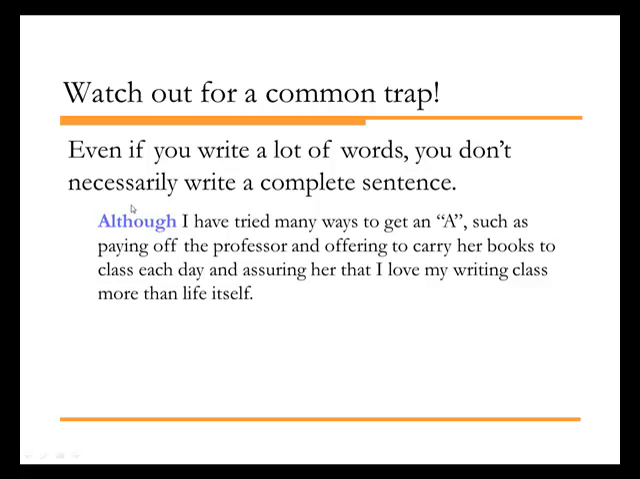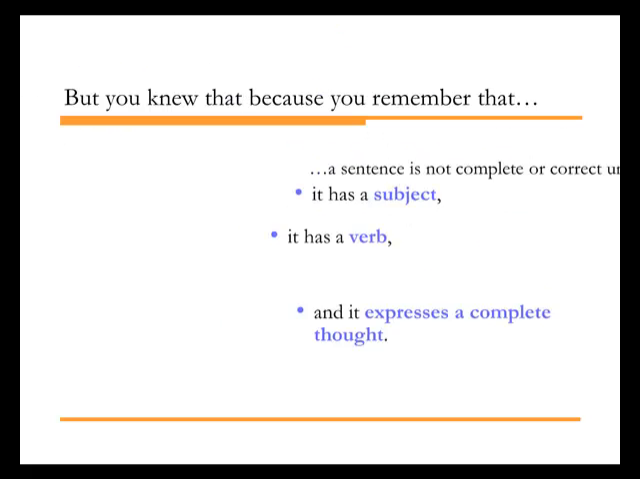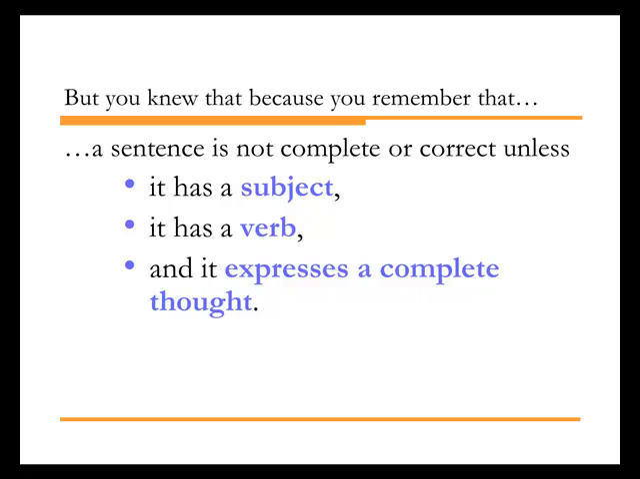Now, read the group of words without the although there. I have tried many ways to get an A, such as paying off the professor and offering to carry her books to class each day and assuring her that I love my writing class more than life itself. That's a sentence. But when you put this dependent word in front of an otherwise complete sentence, you create a fragment. You haven't finished the although idea, even though you have a lot of words, so you haven't finished your thought. But you knew that because you remember that a sentence is not complete unless it has a subject, a verb, and expresses a complete thought.